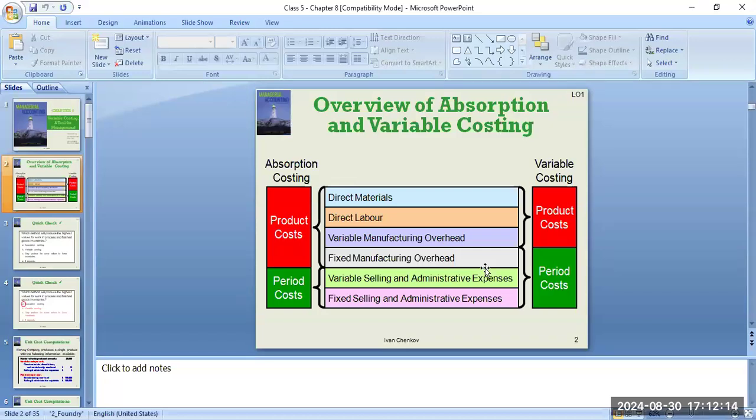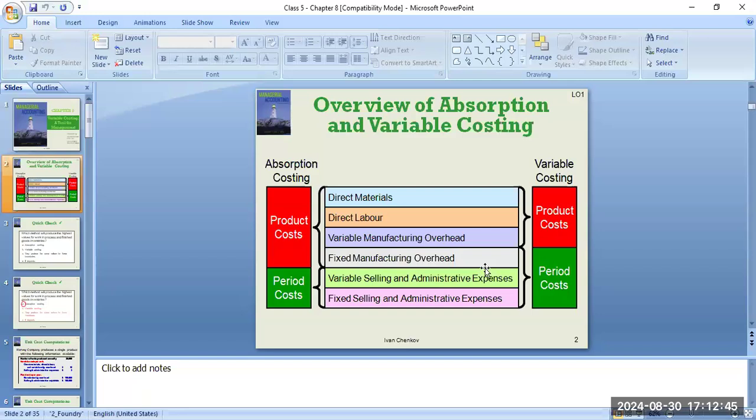We have two methods. We have absorption costing and we have variable costing. What's the difference? The difference is how we treat manufacturing overhead cost, and more specifically, fixed manufacturing overhead cost. We already know that the product has three costs. That's direct material, direct labor, and manufacturing overhead.